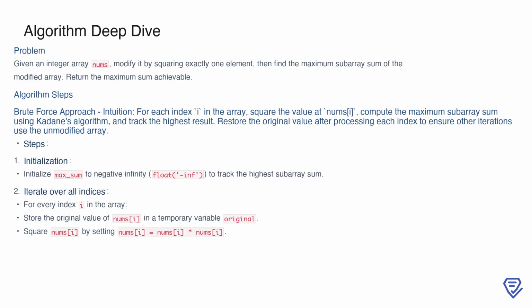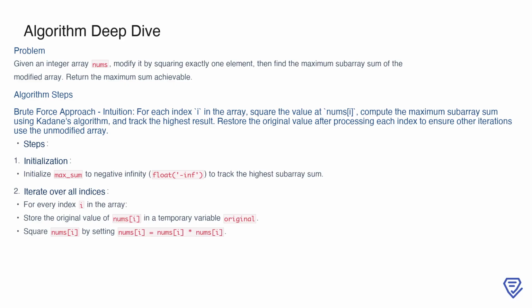First, we initialize a variable max_sum to negative infinity to track the highest subarray sum encountered. Then, we iterate over all indices in the array, squaring the value at each index while storing its original value in a temporary variable. This sets the foundation for the subsequent steps where we compute the maximum subarray sum for each configuration.